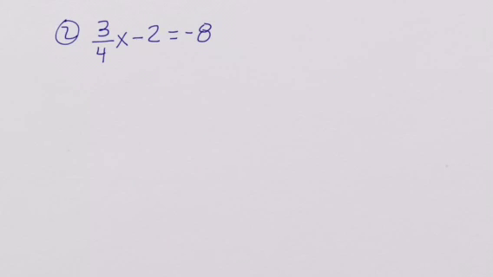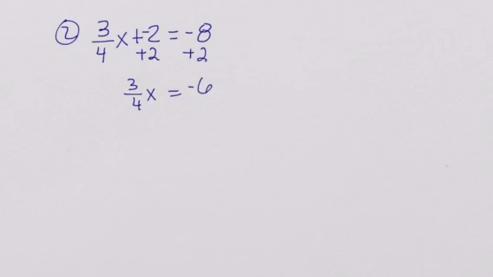First question that we're going to ask is, is the variable on the left? Yes, it is. Is the variable first? Yes, it is. Is the variable term by itself? No, it's not. So we're going to add a line and change the sign, and we're going to zero pair out the 2. Now we have 3/4 x is equal to negative 6.